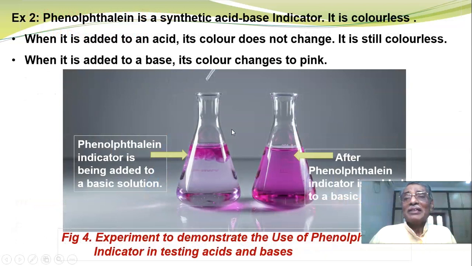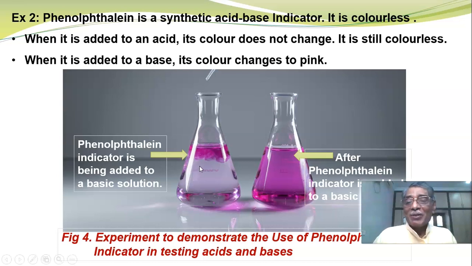Now, let us consider another indicator, that is phenolphthalein, which is a synthetic acid-base indicator. It is colorless. When it is added to an acid, its color does not change. It is still colorless. But when it is added to a base, its color changes to pink.